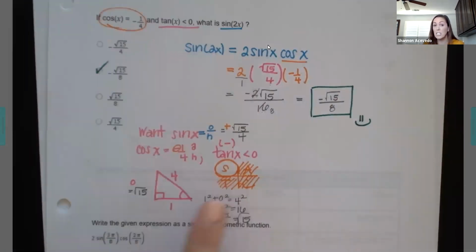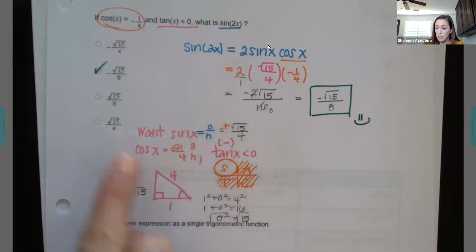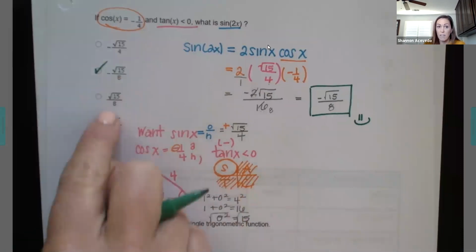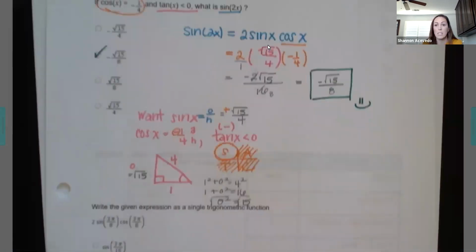So don't forget to check what quadrant you're in. That's where you guys make the biggest mistakes. Notice they try to trick you. They have a positive and a negative. If you didn't do the right sign, then you would get the answer wrong. You might guess right, but.